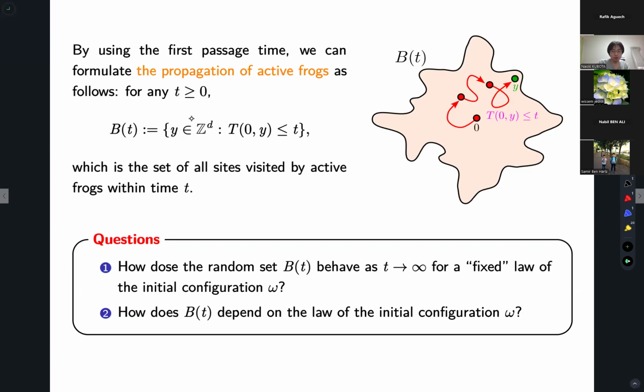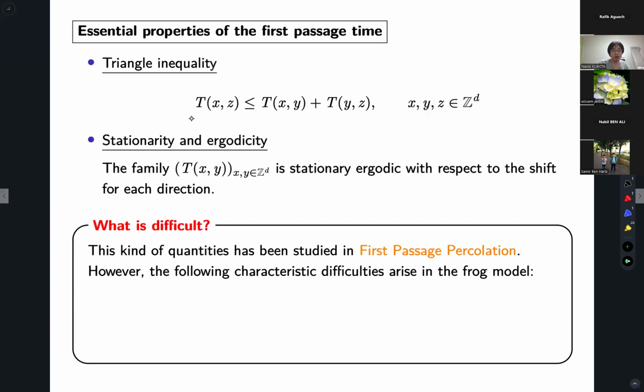Okay, so to answer these questions, we first consider the behavior of the first passage time. The following is the essential property of the first passage time: the first passage time satisfies the triangle inequality.